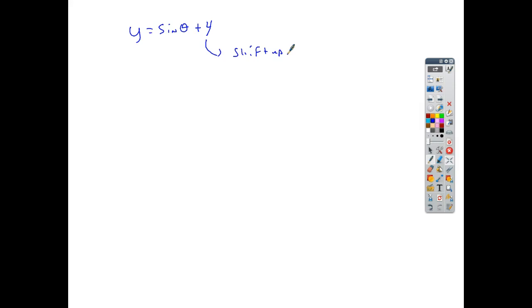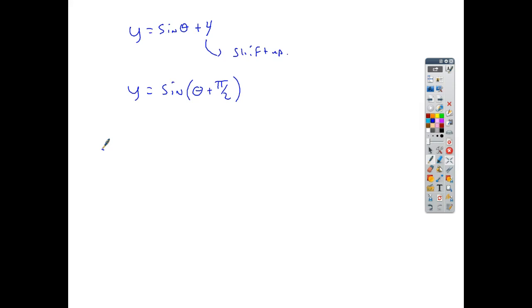Here comes the bad news. What would I expect to have happen if I go y equals sine theta plus pi over 2? Left, right? It's the opposite way you expect, so left. How far would you go? Pi over 2. Beautiful. That's the correct answer. I'm going to muck it up in just a second, but that's the right answer.